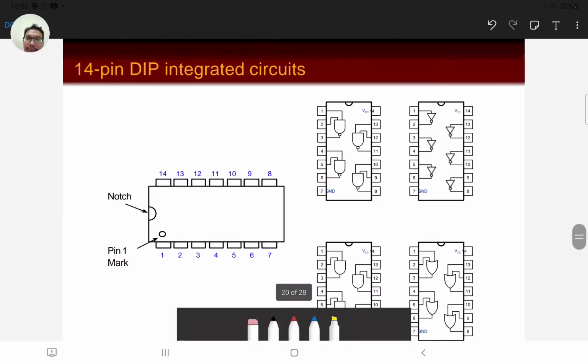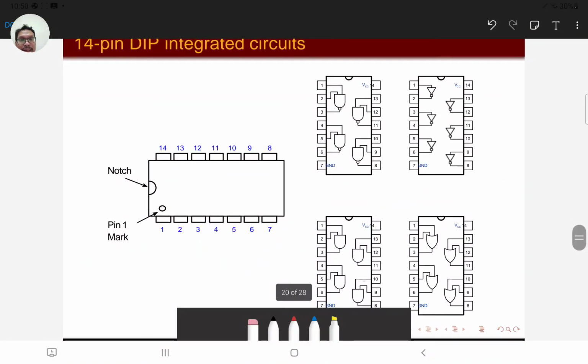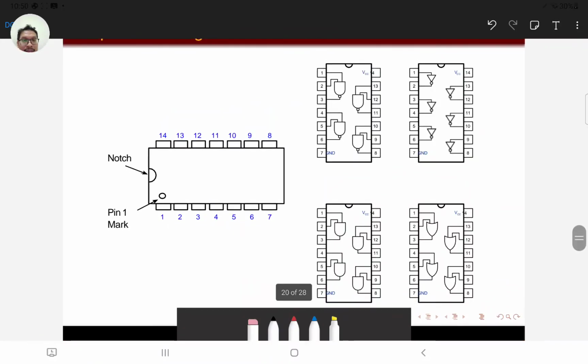Okay, so for example here, this is a 14-pin example of some of the digital ICs that you can find in an electronic shop for DIY. So for example, here is a NAND gate chip. Looking at the notch here, pin number 1 is actually on the left.